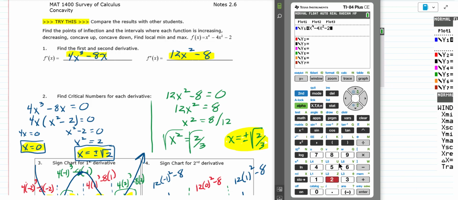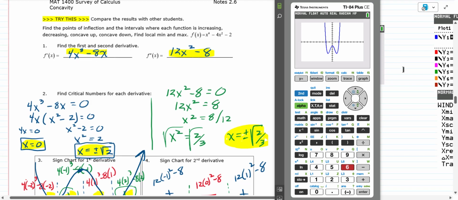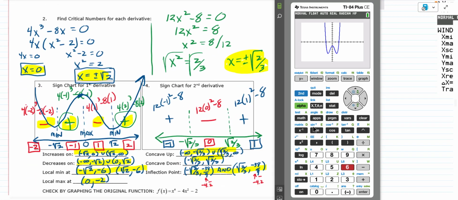So I'm now going to go back and just graph the original function in a standard window. And see, now I can trace out those values, okay? You can use your technology to help you with a lot of things on these problems. So if I trace at negative square root of 2, what's going to pop out is negative 6. So that's how I got that, okay?